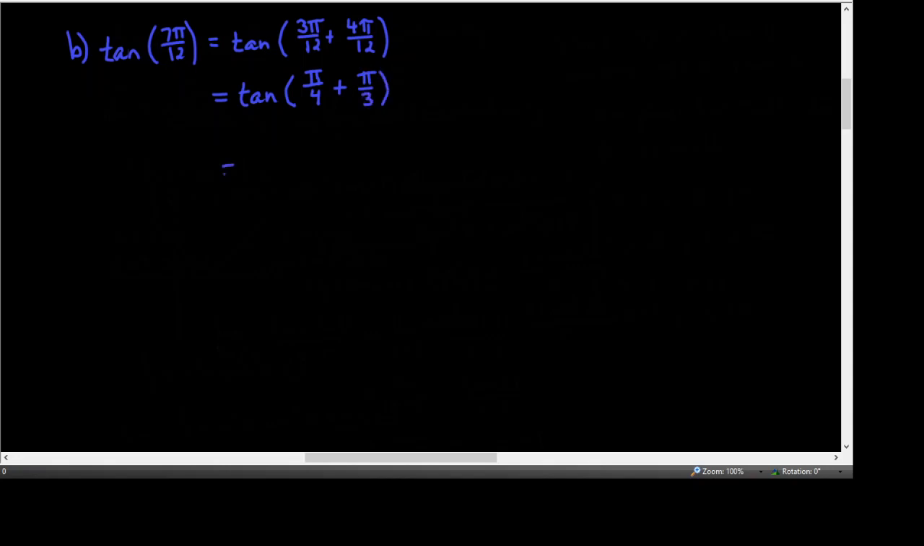Okay, so using the identity for tangent of a sum, it's tangent of the first, keep the sign, so plus, tangent of the second, divided by 1, change the sign, so minus, tangent of the first, times tangent of the second.